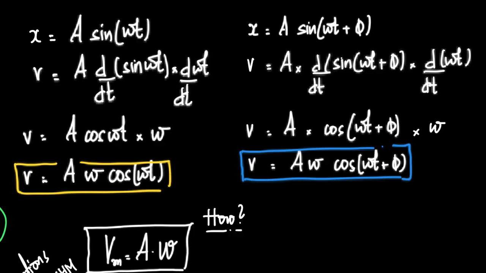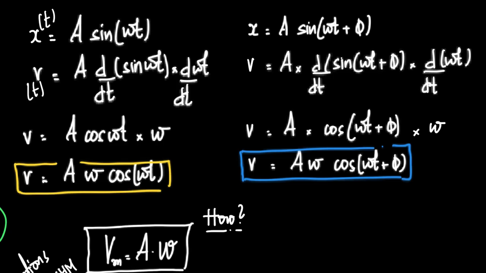Okay. If you differentiate x, again, whenever I say x, I mean x of t. What we get is velocity as a function of t. The derivative of sine omega t is cos omega t, the derivative of omega t is omega, so we get a omega cos omega t. Similarly, the derivative of a sine omega t plus phi is cos omega t plus phi into the derivative of omega t, which is omega. So we get a omega cos omega t plus phi. Velocity is a omega cos omega t, or velocity is a omega cos omega t plus phi.